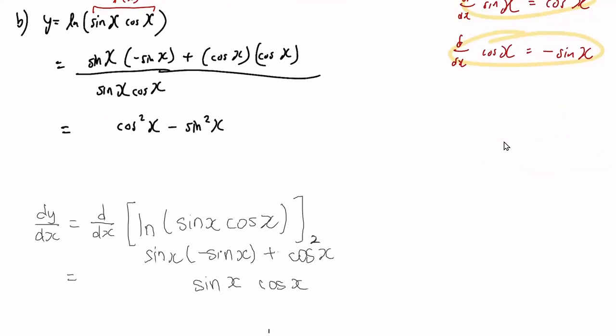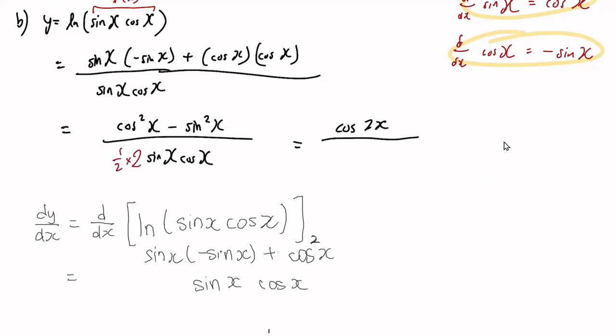Can you see that? Does it sound familiar? Cos square minus sine square is cosine 2x. But sine x cos x is, you can times 2 times half. This part here is half times sine 2x.